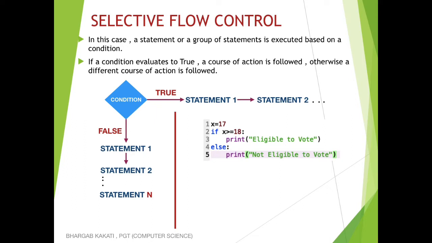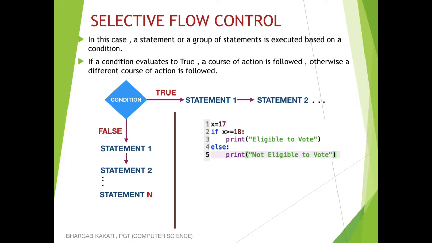So if I write x equals to 17, if x greater than equals to 18, what will it check? It will check whether the value at x, which is 17, is greater than 18 or not. Is 17 greater than 18? Is 17 equals to 18? No, it is not. Therefore, whatever is written within that block, that is line number 3, will be ignored, and the control will go to the else part.